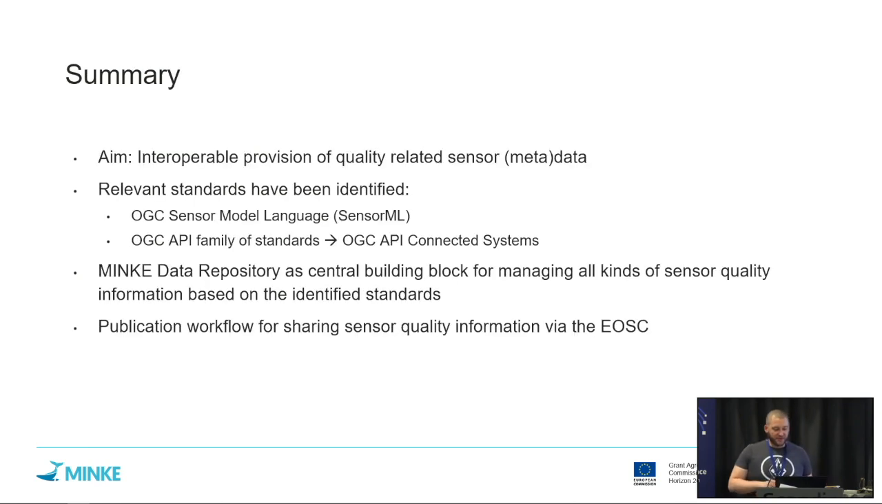So in summary, it's an interoperable provision of quality-related sensor data. So not so much to assure the data is really of high quality, but just to state what quality the data is. And we're using the SensorML standard and the OGC API Connected Systems for that. And it's also a way to publish these quality information into the EOSC.